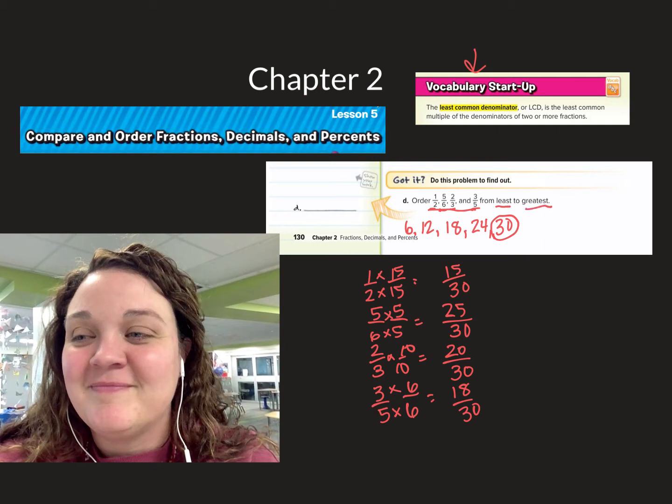Notice how I went back to the question to see, hey, am I doing greatest to least or least to greatest? So the smallest one is going to be this one right here. So 1/2 is going to come first. 1/2 is least. Also notice when I'm ordering them from least to greatest, I'm not writing the fraction that has a denominator of 30, I'm writing the original fraction. Our next one is 3/5, then 2/3, and lastly 5/6. When we get that common denominator, it's much simpler to order them, and you can know you got them in the right order.